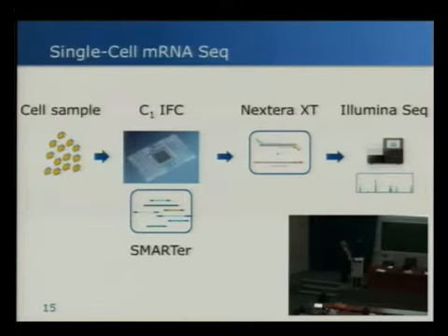within the chip, you actually do the SMART chemistry from Clontech. And this is a template switching mechanism to generate cDNA libraries. And then these cDNA libraries are harvested from the chip. And when you take those harvested libraries, you then use the Nextera technology from Illumina to fragment the cDNA libraries and to put on the sequencing adapters and then do sequencing.